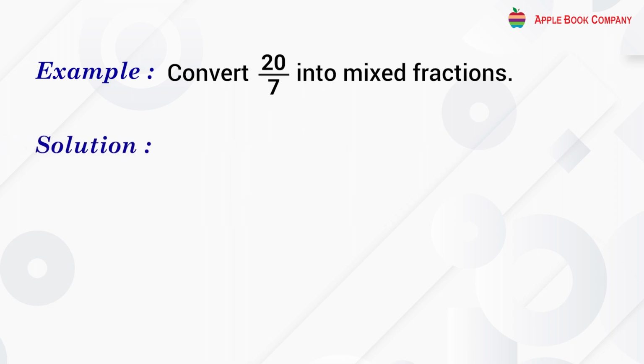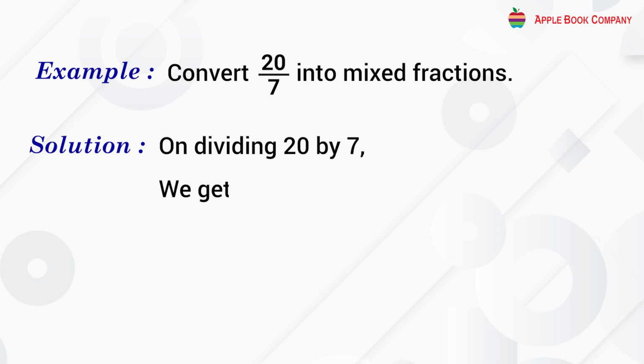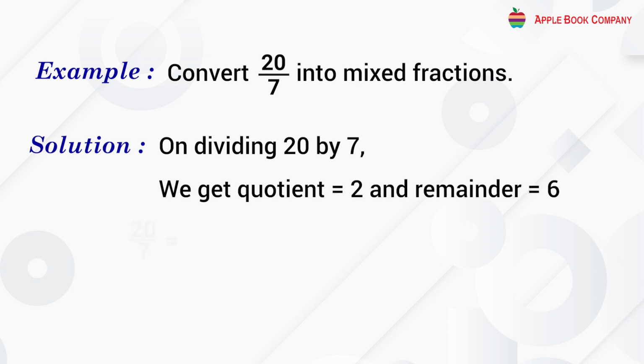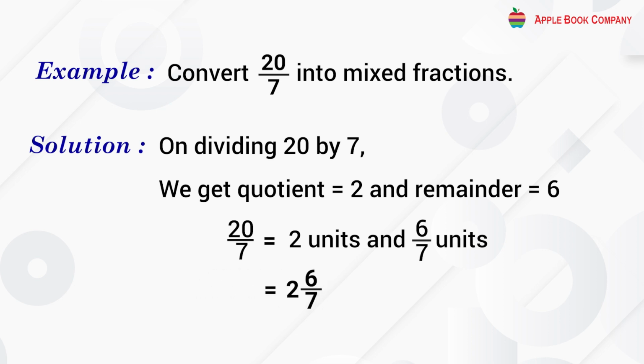Let's see another example. Convert 20 by 7 into a mixed fraction. On dividing 20 by 7, you get the quotient as 2 and remainder as 6. So 2 units and 6 by 7 units. It is shown as 2 6 by 7. So 20 by 7, you get the answer as 2 6 by 7.